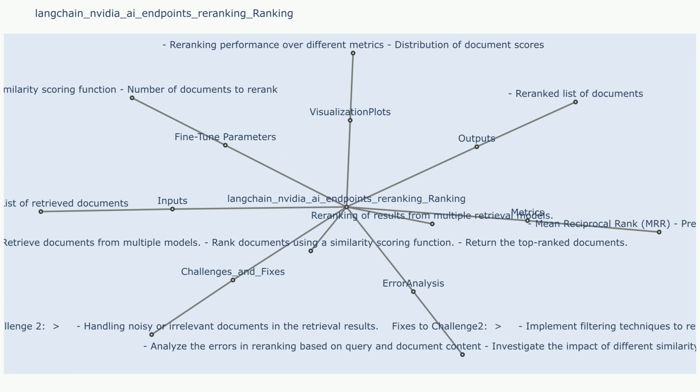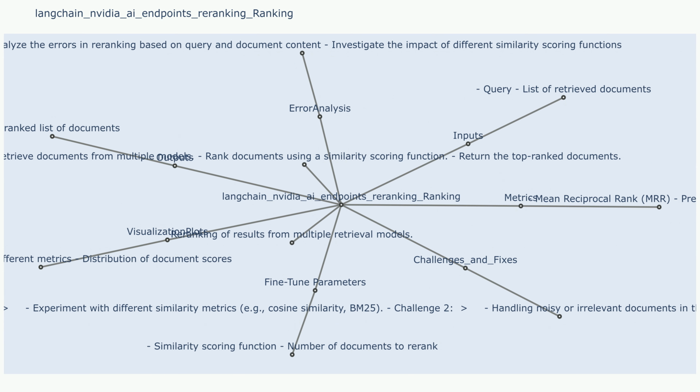Inputs. Query. The user's search query or question, providing the context for re-ranking. Documents. A list of documents retrieved from an initial search or other source. These documents are candidates for re-ranking.